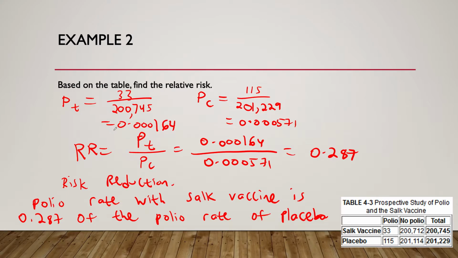So for example, based upon the Salk vaccine that we were looking at in example 1, the probability sub t is going to be 0.000164, and p sub c will be 0.000571. The relative risk then would divide those two numbers. So 0.000164 divided by 0.000571 is about 0.287. So the polio rate with the Salk vaccine is 0.287 of the polio rate of the placebo.